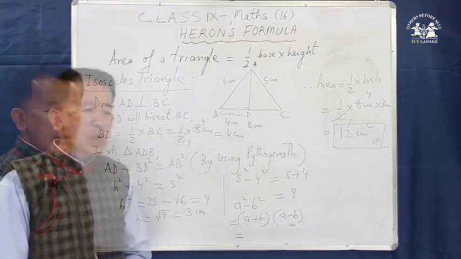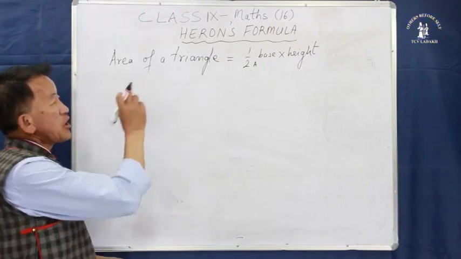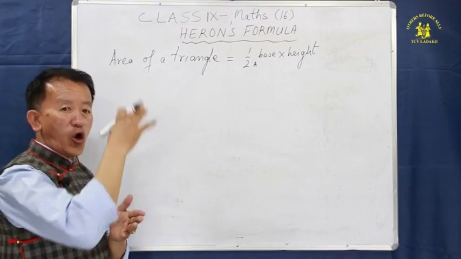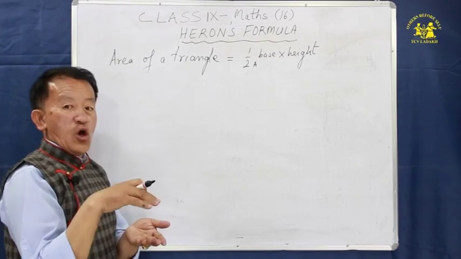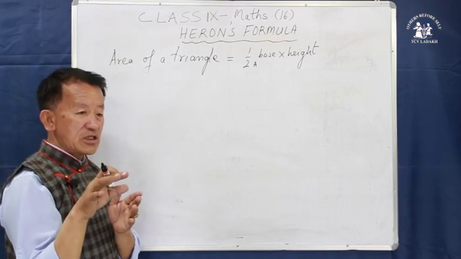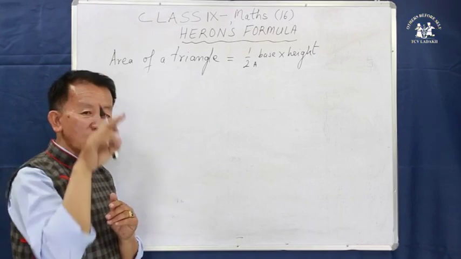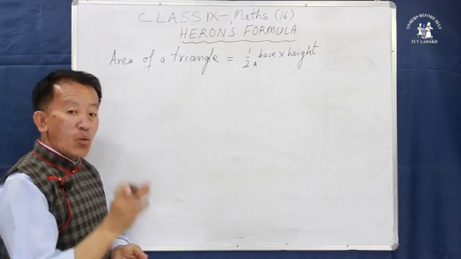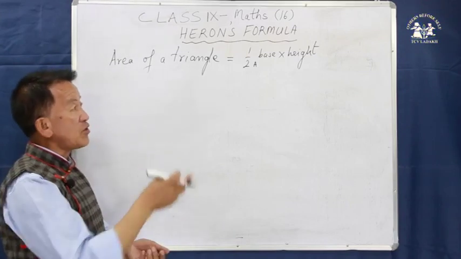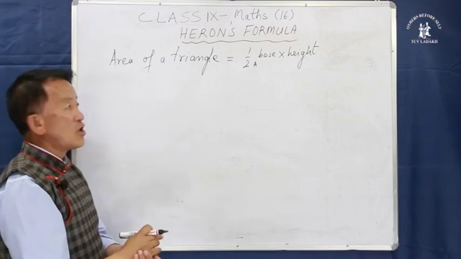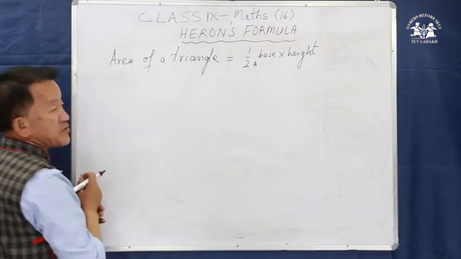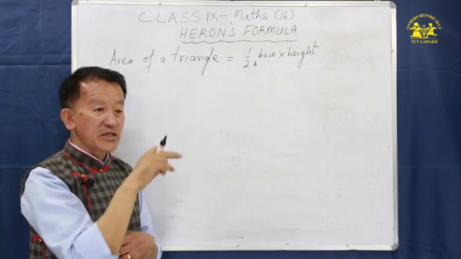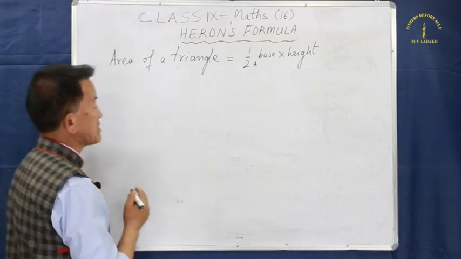isosceles triangle. Okay, now we are going to introduce Heron's formula. Earlier, what we have done is that we know all the sides. Even though the height is not given, by using the Pythagoras theorem, we found the height, and ultimately we found the area of the triangle. So Heron's formula is used when all the sides are given and the height is not given. So let's take one example.